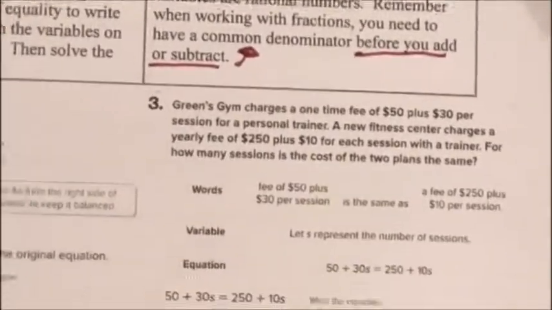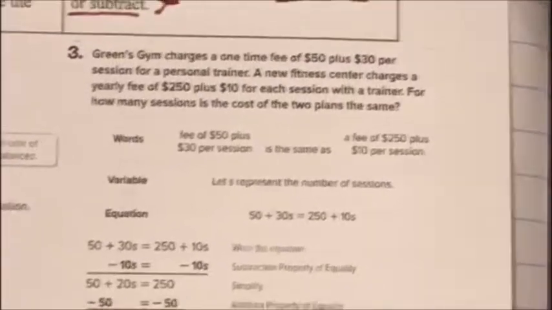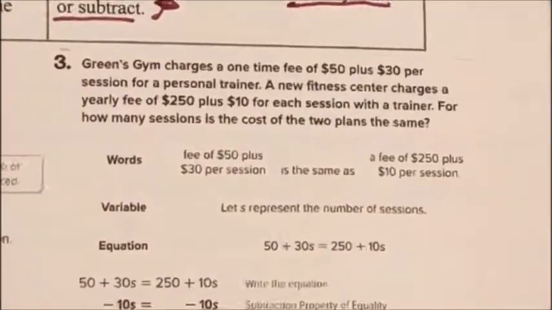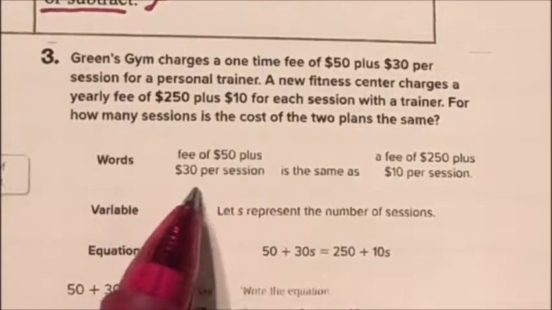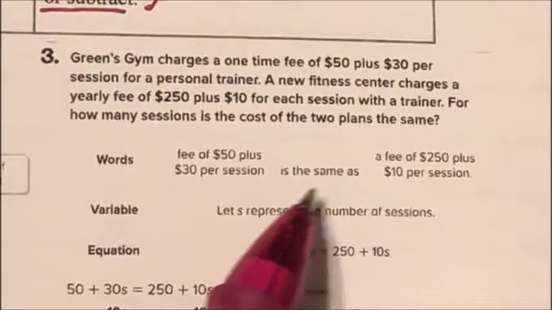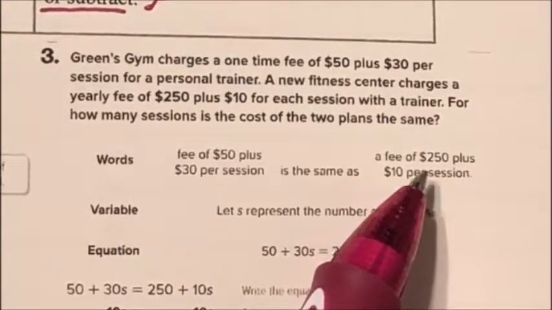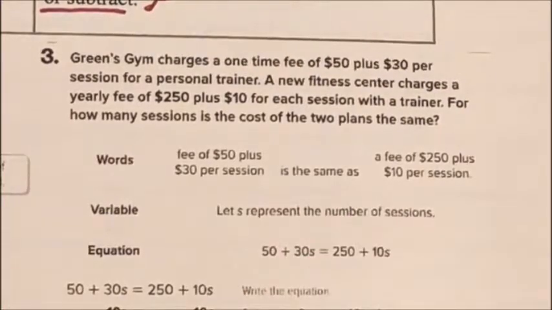All right, so let's take a look at some examples. So the first example I have is number 3. Green's Gym charges a one-time fee of $50 plus $30 per session for a personal trainer. A new fitness center charges a yearly fee of $250 plus $10 for each session with a trainer. For how many sessions is the cost of the two plans the same? Okay, so I have, in words, fee of $50 plus $30 per session is the same as a fee of $250 plus $10 per session.